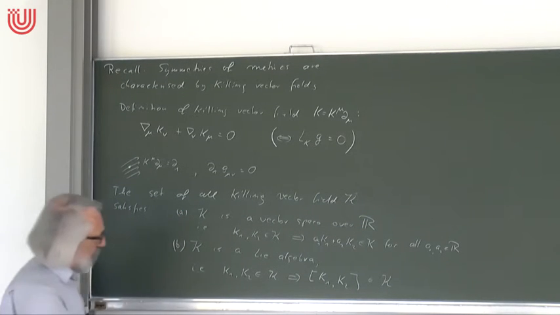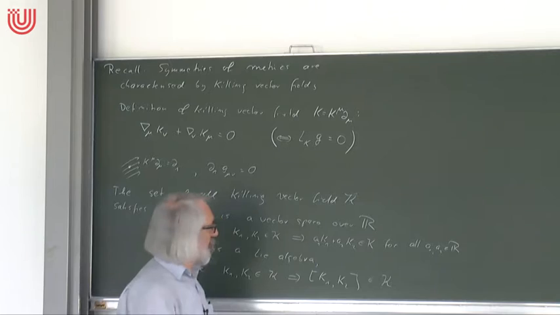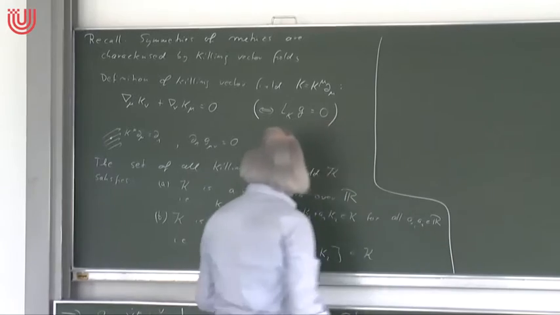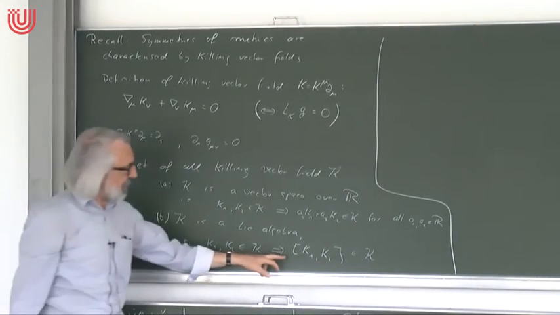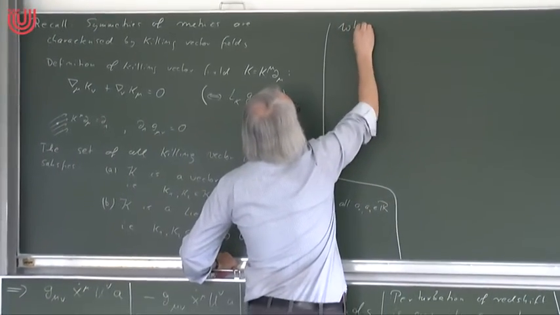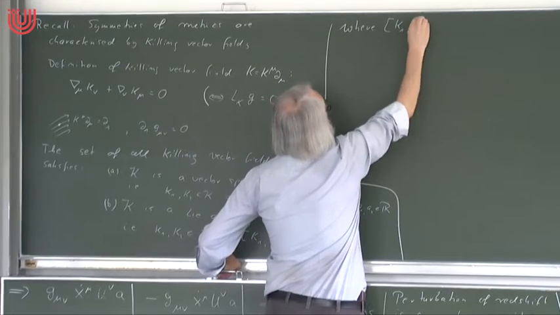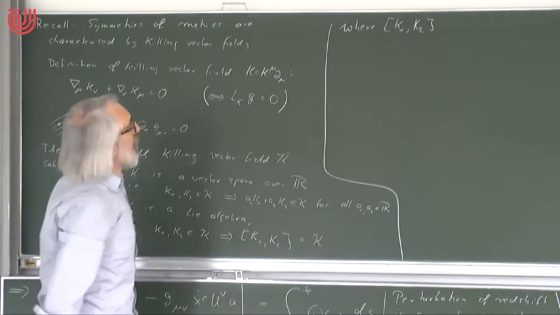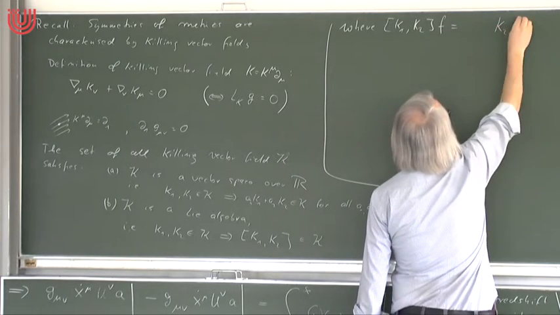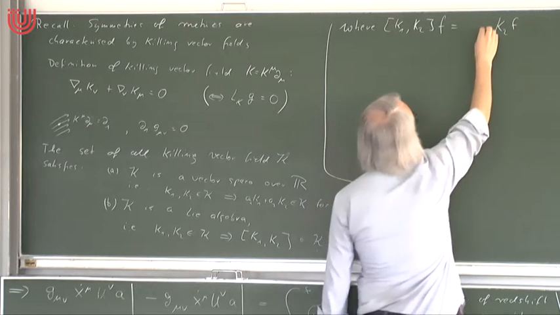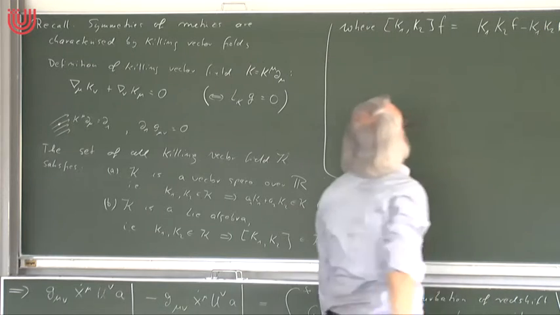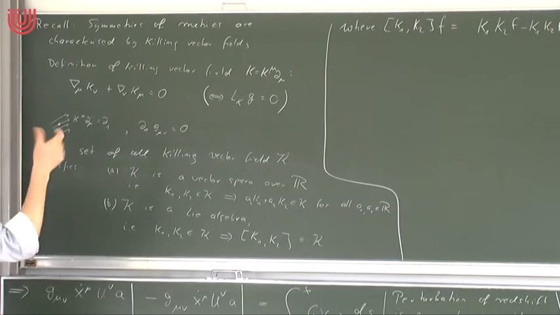Maybe for later purpose, I should also remind you that this Lie bracket or commutator has some properties. We will need them in a minute. I think you know this. Let me just write this out. This is supposed to be a vector field, so I can apply it to a scalar function f, and it is defined in the following way: I first apply K2, then I get again a scalar function, and then I apply K1, and then I do it the other way around. What comes out is again a scalar function. So it's just the commutator of the operators.